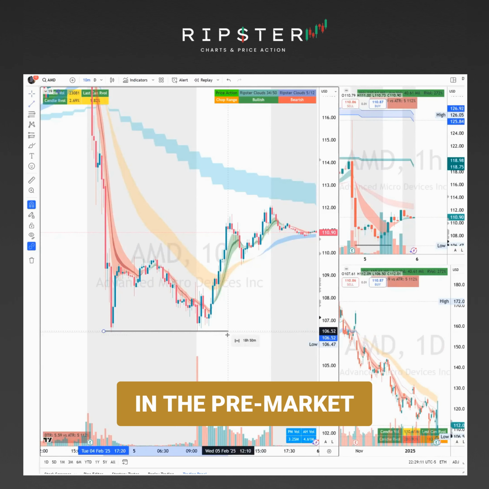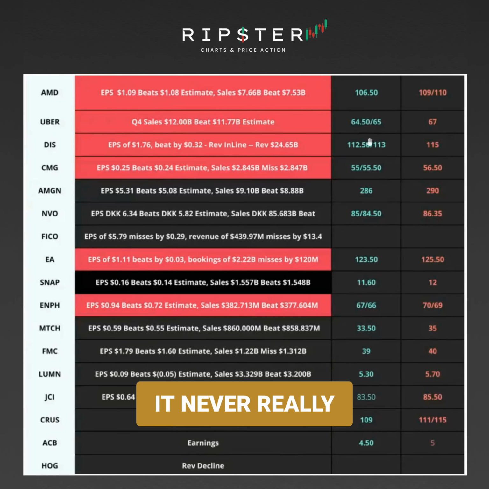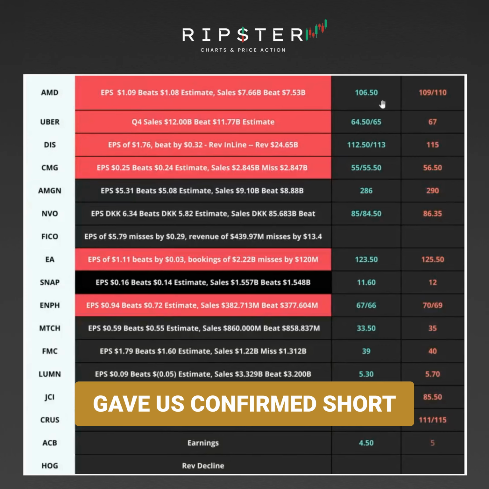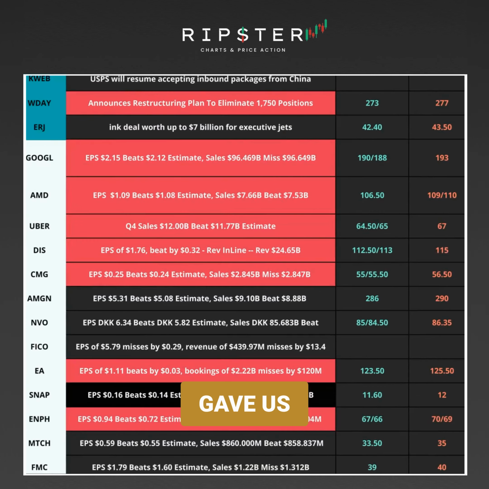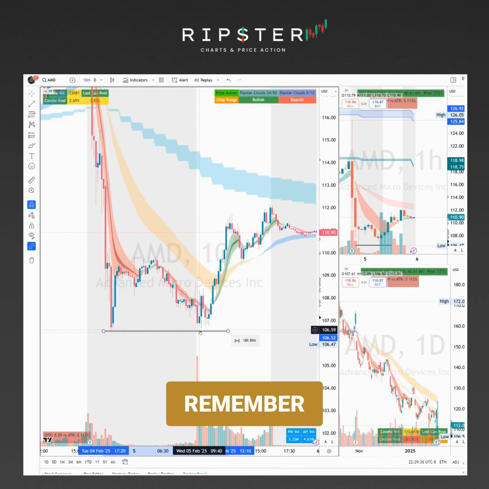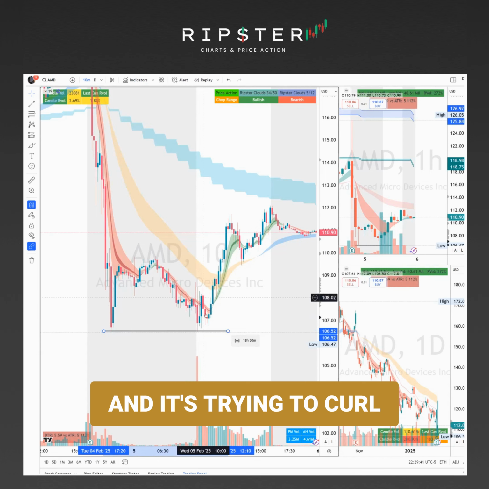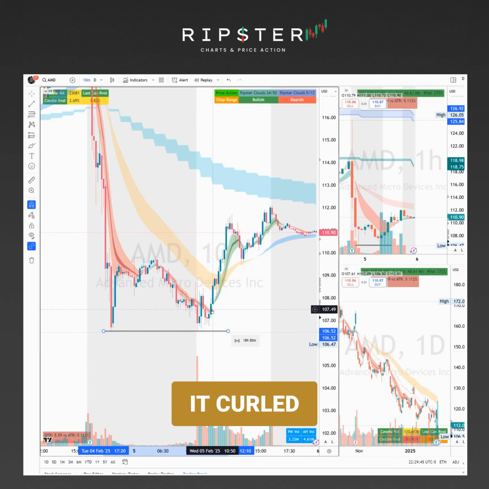The support I gave in the pre-market, 106.50, it never really broke that. So it never really gave us a confirmed short. We were trying to short it, but it never really gave us a confirmed short. Starter size, because remember, pre-market low is not breaking. It's going up and down, and it's trying to curl and it's failing. We held our short, and finally when it curled, we were out of the short.